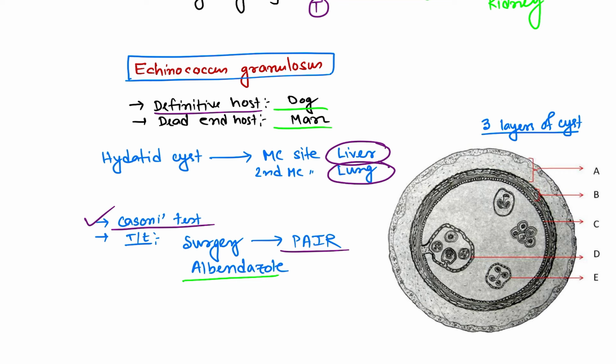And this is the hydatid cyst with 3 layers. A is ectocyst, B is endocyst, C is pericyst. So from inner to outer: endocyst, ectocyst, pericyst. D is brood capsule, and E is daughter cyst. So these are the 3 layers of the cyst with brood capsule and daughter cyst.